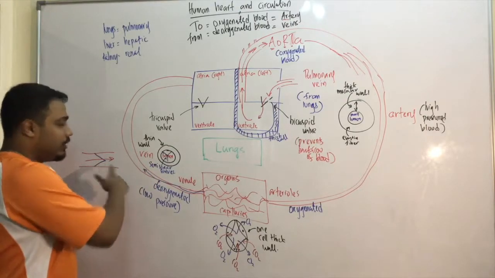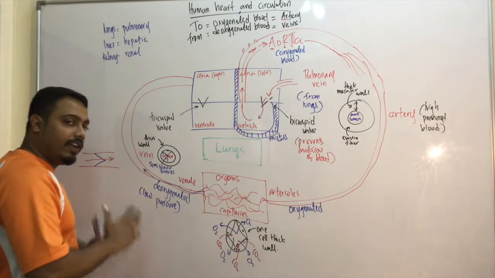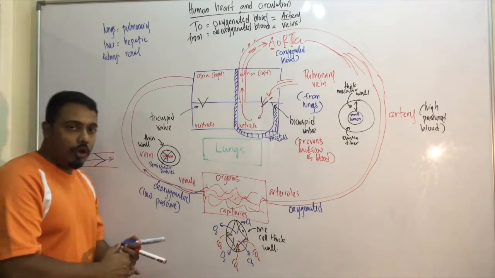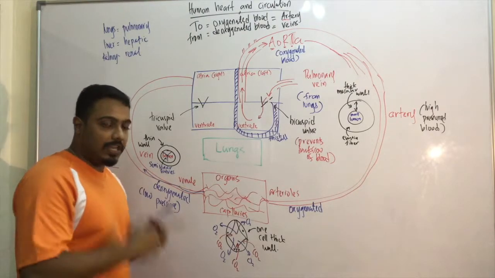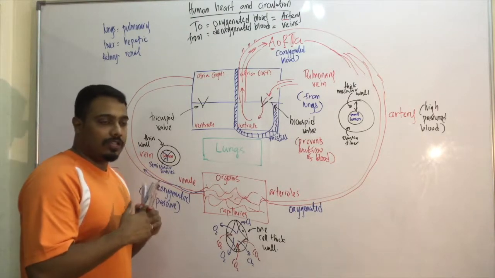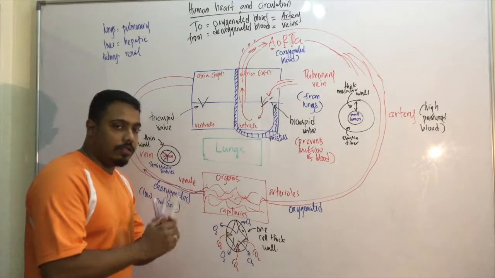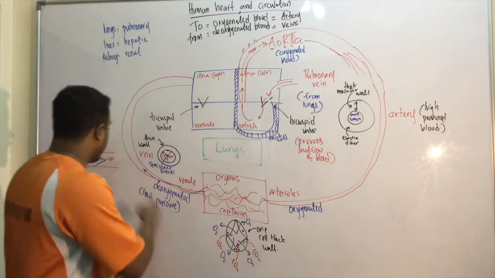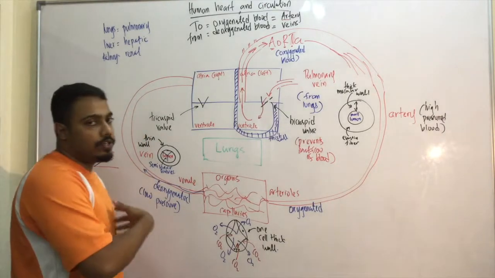Now, that's one. But the second question is, then what squeezes the blood? Very simple. The vein is located very strategically between joints and your skeletal muscle. So every time you move, your skeletal muscle will squeeze the vein and the blood will end up moving section by section until it reaches the heart.